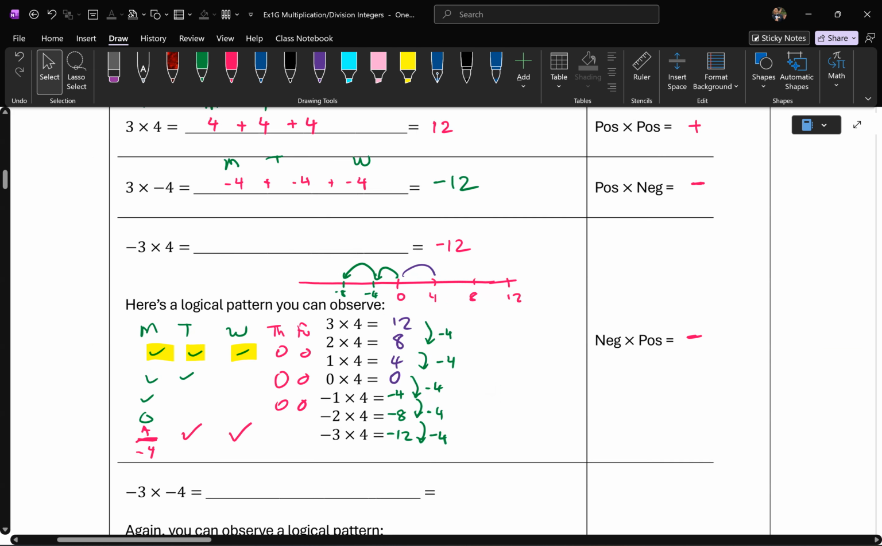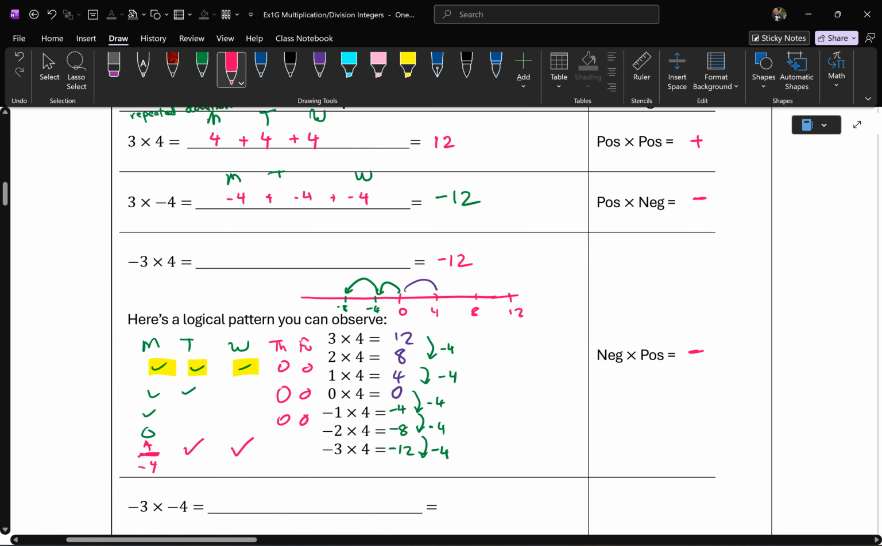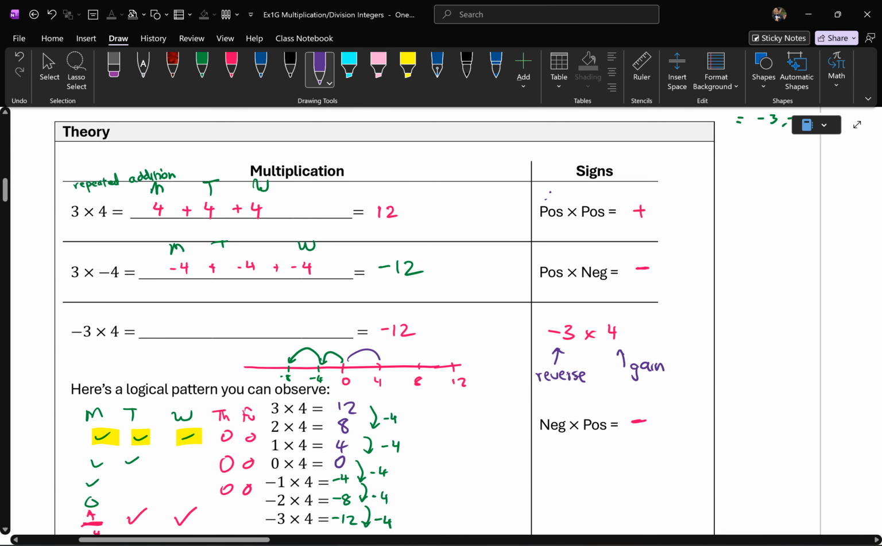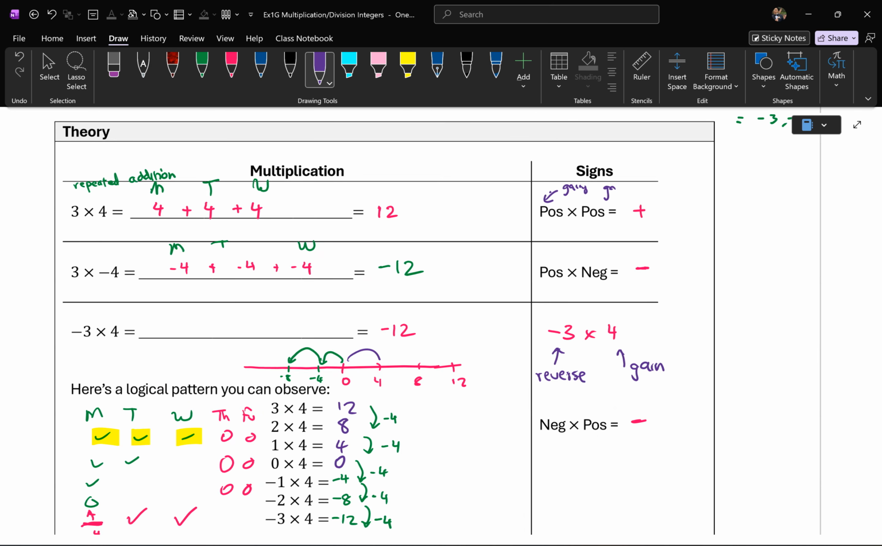Okay, so those who don't understand what I just said, I'm going to write it again. The -3 times the 4, you can actually understand this as reversing. So remember the negative is like reversing. And this is a gain. True? So this one means you are gaining a gain. This one is you gaining a debt. This is you reversing a gain.